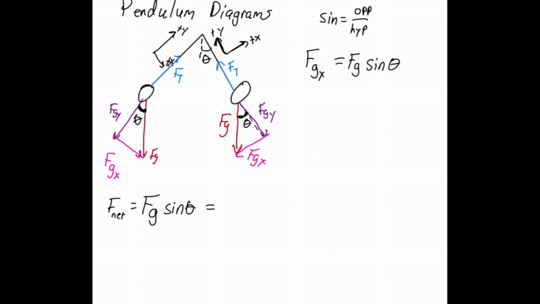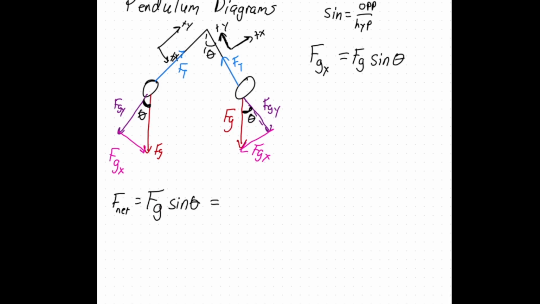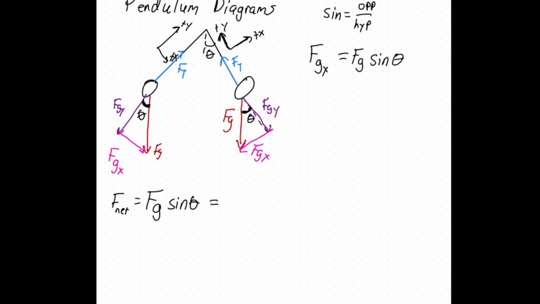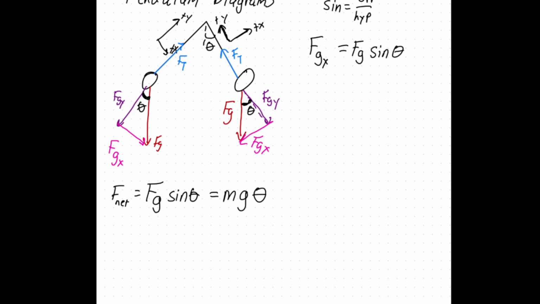But since we're assuming that this pendulum is at most 15 degrees away from that equilibrium point, and since Fg is going to be the mass of the bob times g, we can just call it m times g times theta. That's that small angle approximation that we're using.